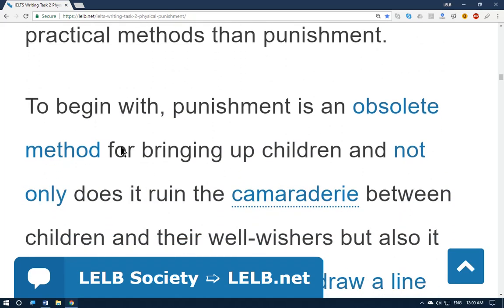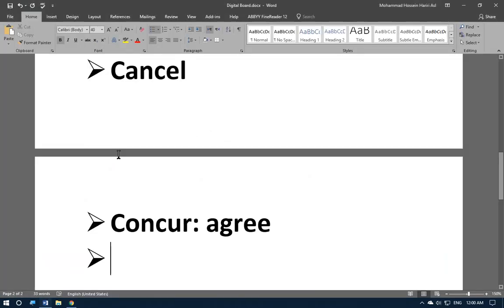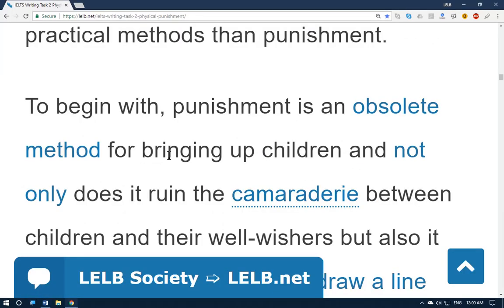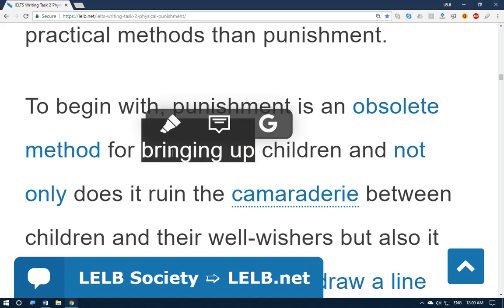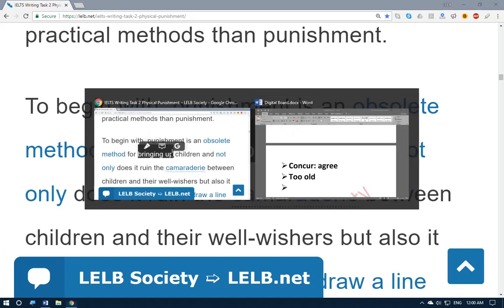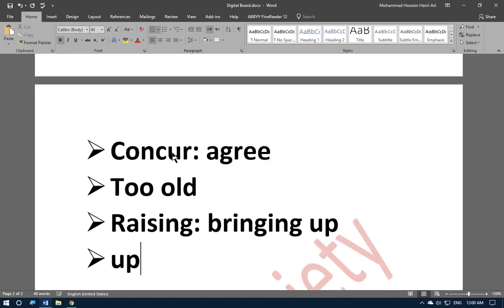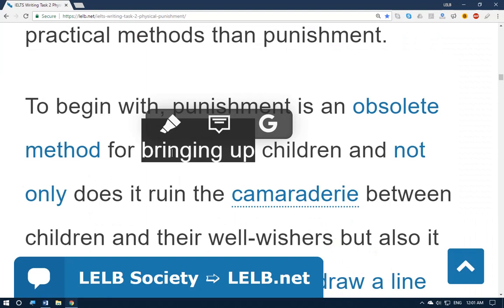To begin with, punishment is an obsolete method. Obsolete means too old. Obsolete. Okay. For bringing up, pay attention, bring up means raising children. Raising or bringing up. That's why we have upbringing, which refers to the process of bringing up children.